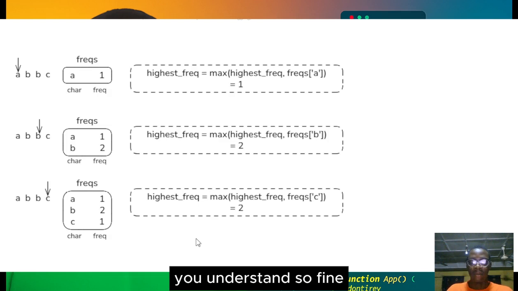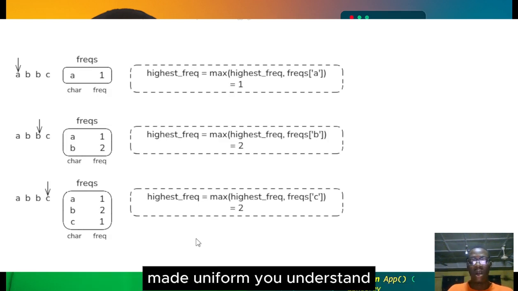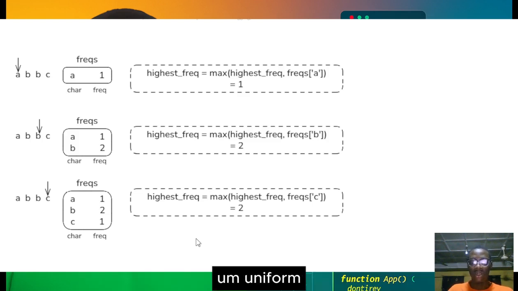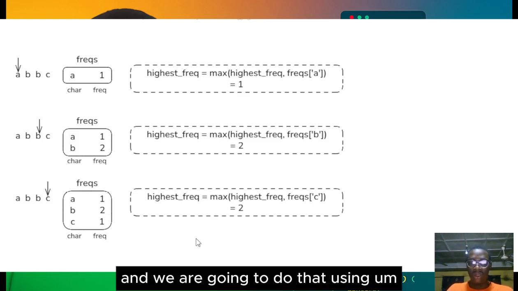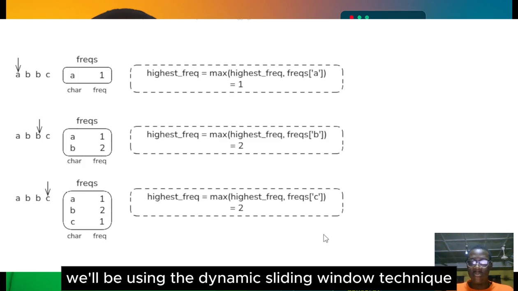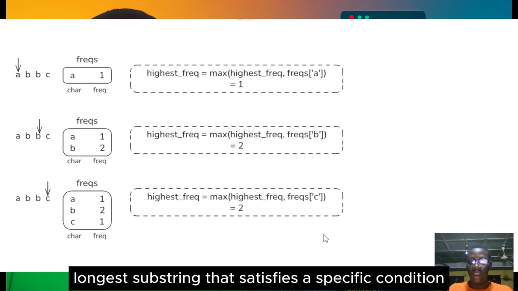So fine, we can now determine if a particular substring in S can be made uniform. You understand? So now we want to know the longest out of every possible substring that can be made uniform, and we are going to do that using the dynamic sliding window technique. Why we'll be using the dynamic sliding window technique is because we actually want to find the longest substring that satisfies a specific condition.